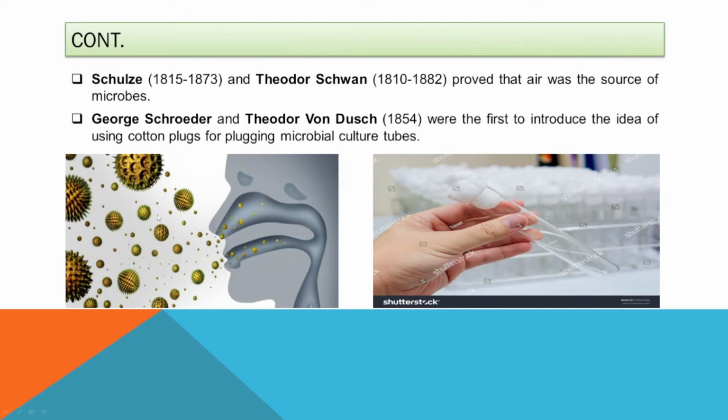Schulze, 1815 to 1873, and Theodor Schwann, 1810 to 1888, proved that air was the source of microbes. Georg Schröder and Theodor von Dusch were the first to introduce the idea of using cotton plugs for plugging microbial culture tubes in 1854.